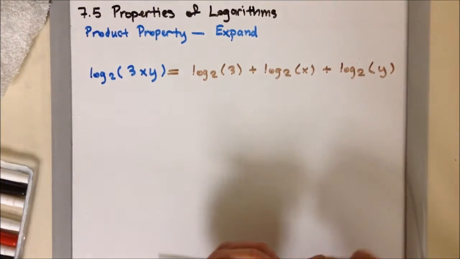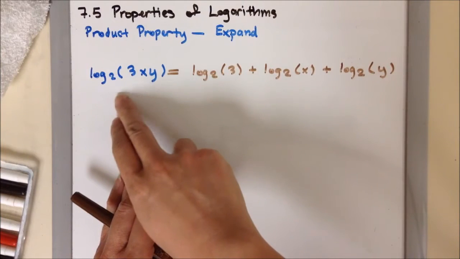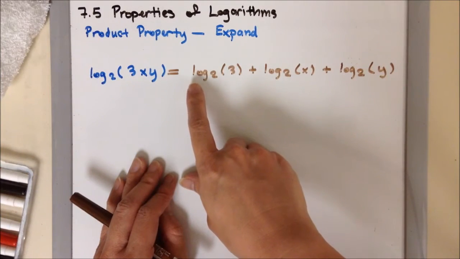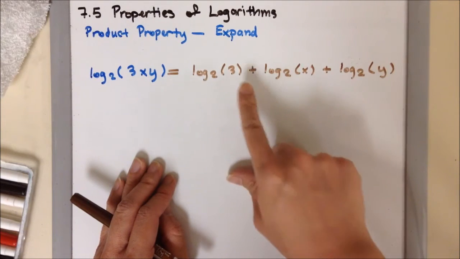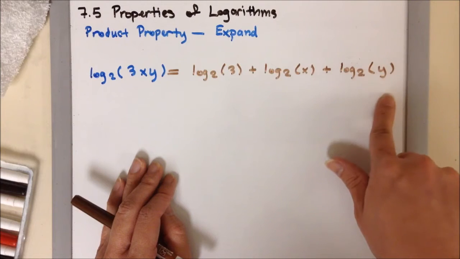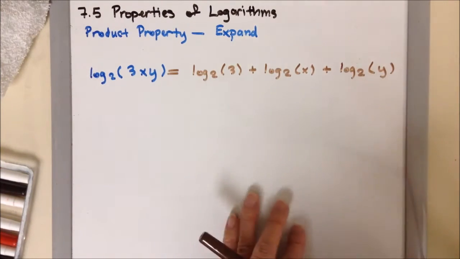So here is the expanded form for log base 2 of 3xy. The expanded form is log base 2 of 3 plus log base 2 of x plus log base 2 of y. So that's all you have to do if you were to expand.